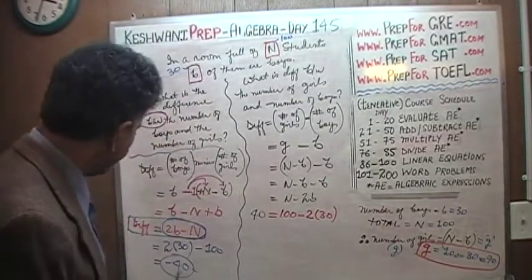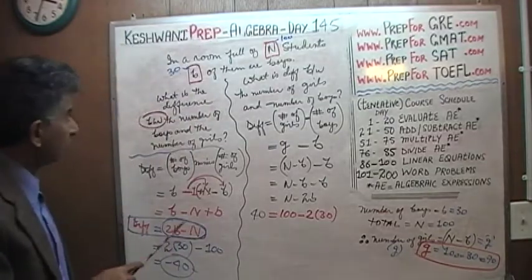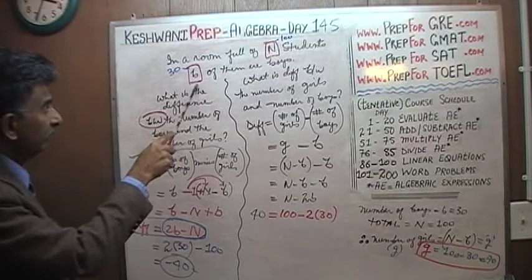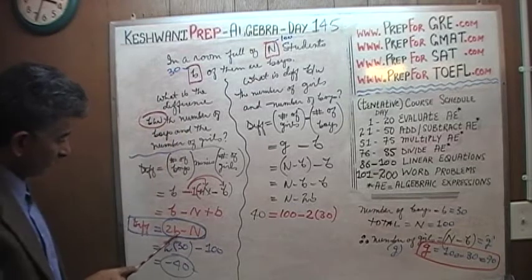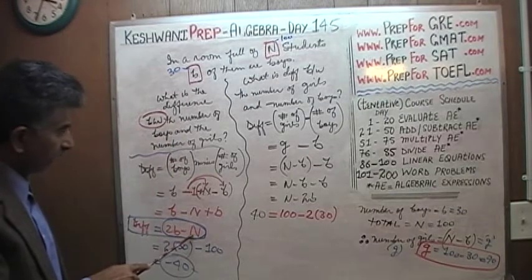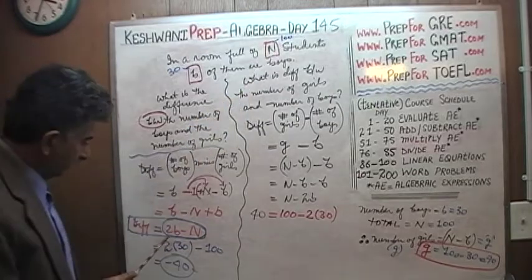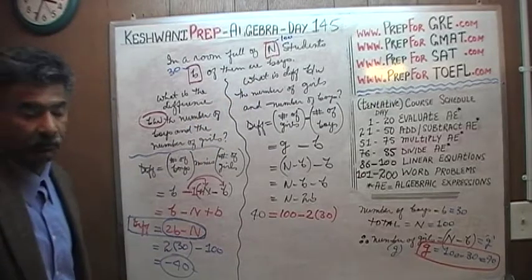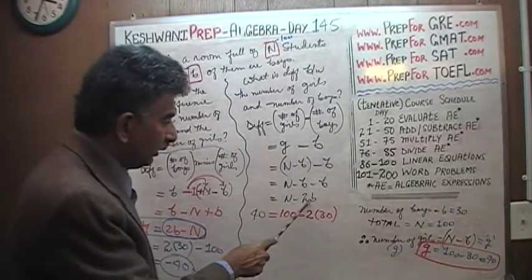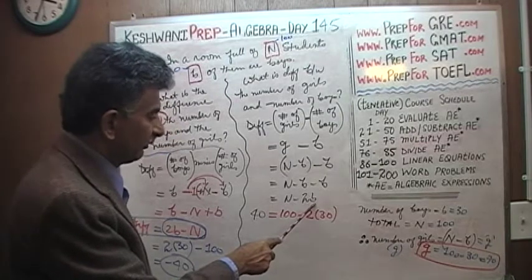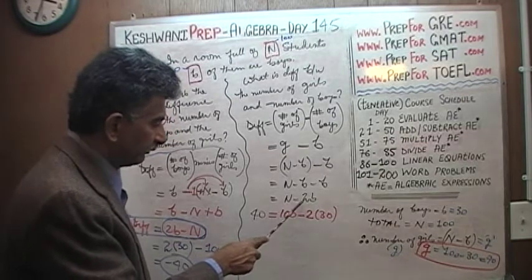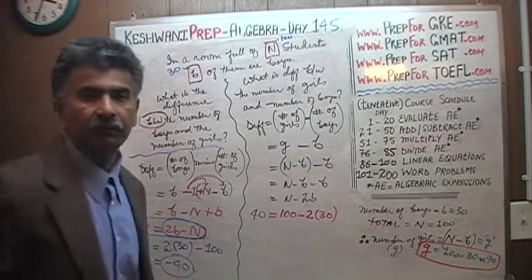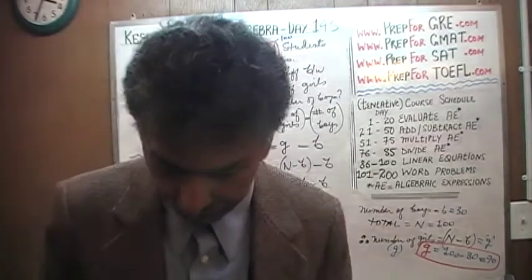Let's see what we get here. 2 times B, if B happens to be 50, 2 times 50 is 100. 100 minus the total number, which is 100. 100 minus 100 gives you a difference of 0. What about here? If B happens to be 50, then 100 minus 2 times 50 gives us a difference of 0. You see? It makes perfect sense.